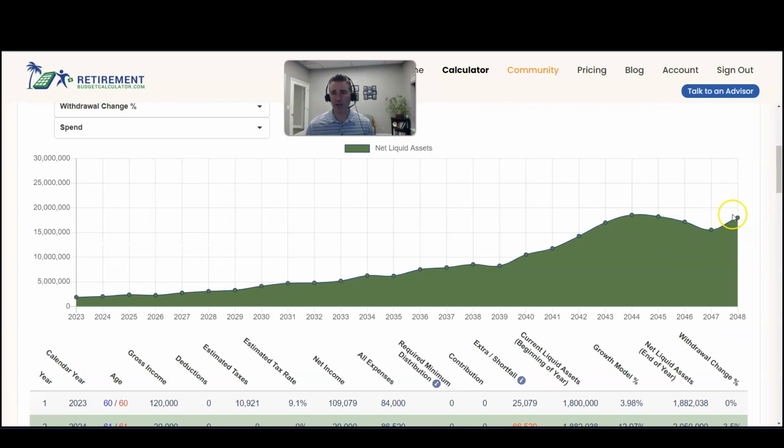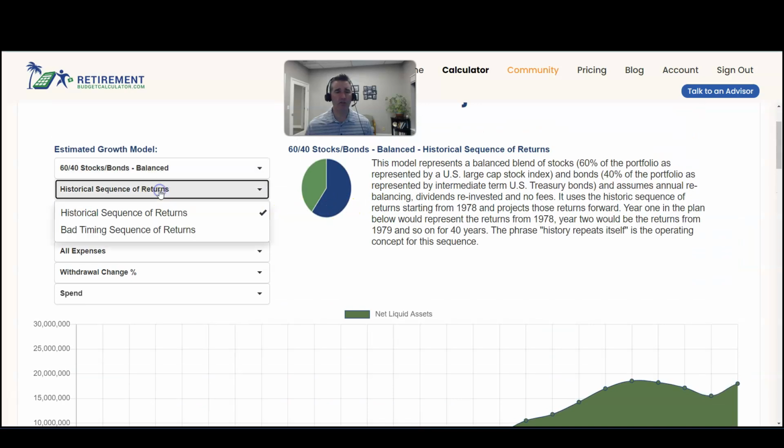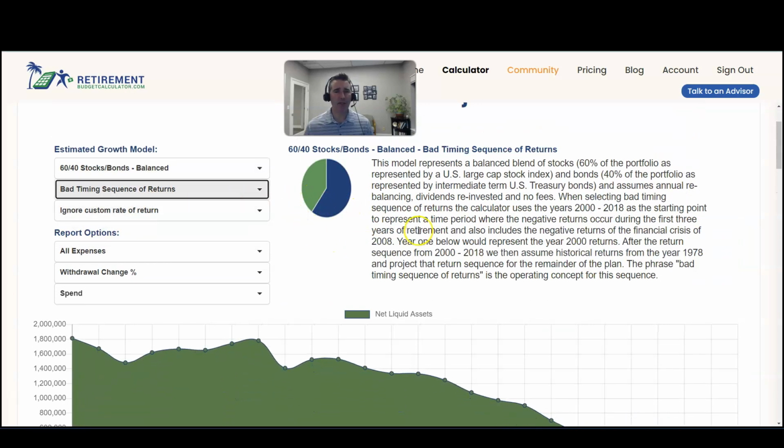What would that have looked like? You can see you end up with a lot more money at the end of your life if history repeats itself. You could say what would happen with a bad timing sequence of returns.